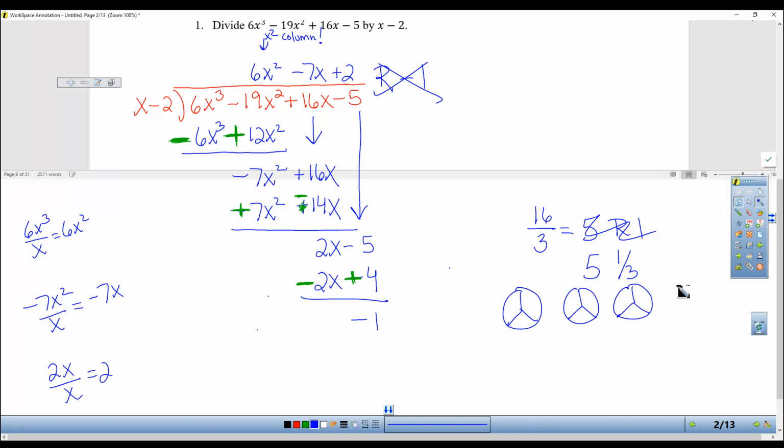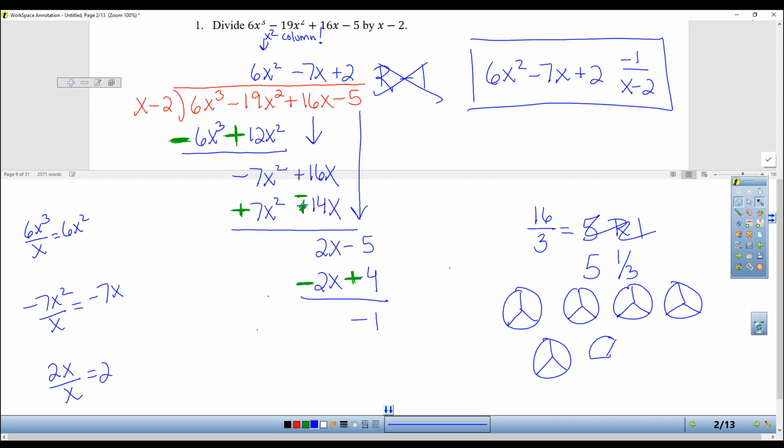16 thirds is 5 wholes, each one of these being thirds. So now I have 9 thirds, 12 thirds, 15 thirds. And there's my 16 thirds. 5 wholes and a third. So the answer to this one is 6x squared minus 7x plus 2 and negative 1 over x minus 2. Not as easy to see conceptually as the 1/3, but you can use this concept to help you get the right answer.